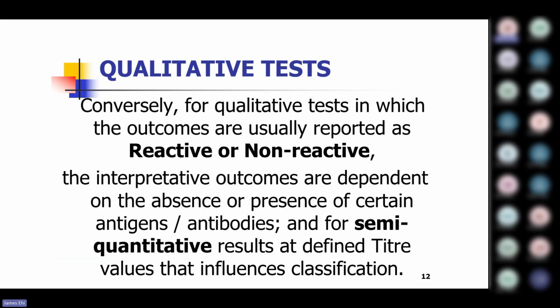Then we also talk about the qualitative test, which are outcomes of reactive or non-reactive. The interpretation outcomes are dependent on the absence or presence of certain antigen or antibodies. And for semi-quantitative, they are also tied to some titer values that influence classification.